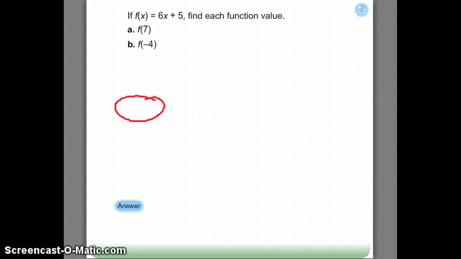So it's your turn. Go ahead in the work section of your WSQ and find the value for this function of f of 7 and then f of -4.